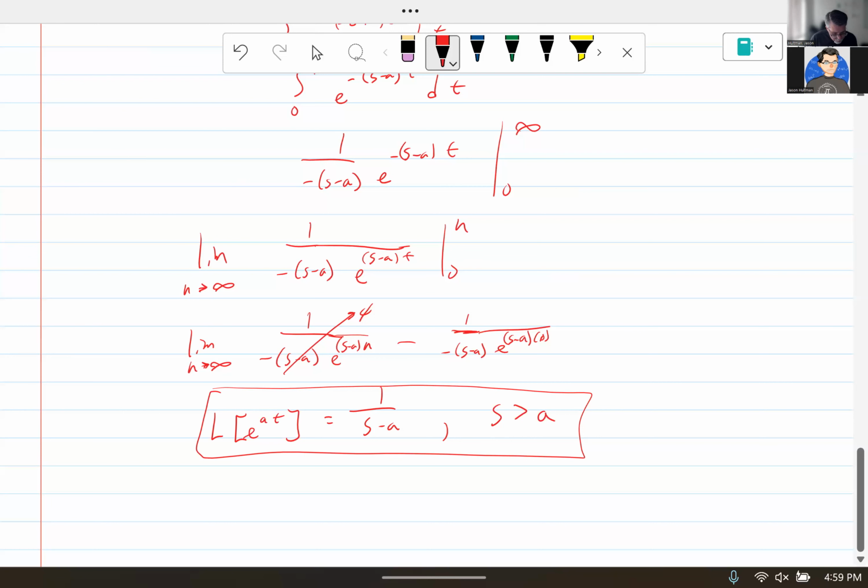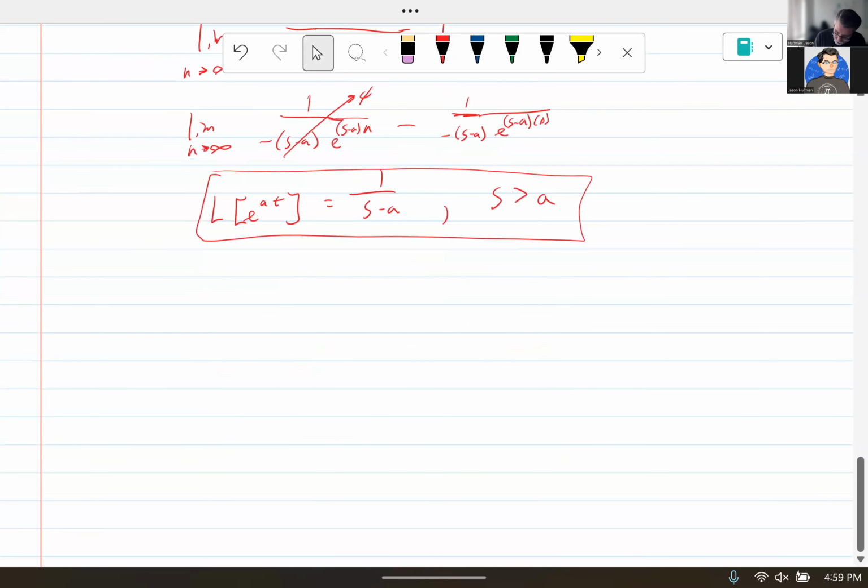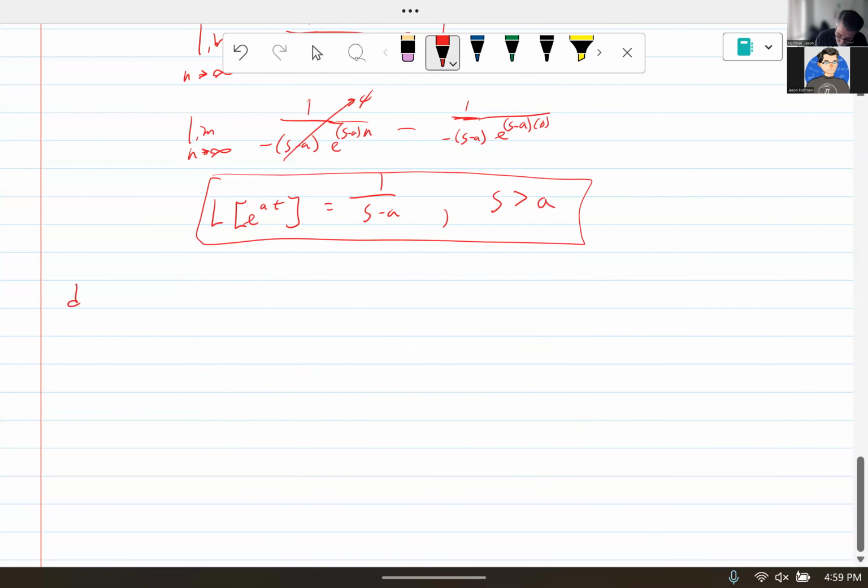Okay, let's do another one. Let's try a trigonometric function. Okay, d. The Laplace transform of sine of bt is equal to the integral from 0 to infinity of e to the negative st sine bt dt.